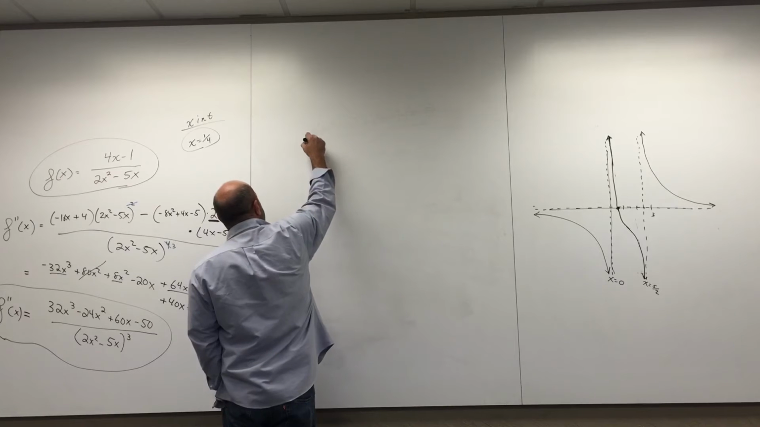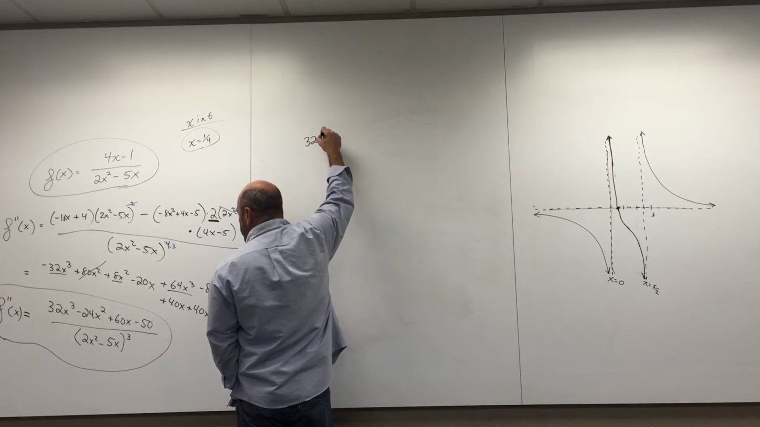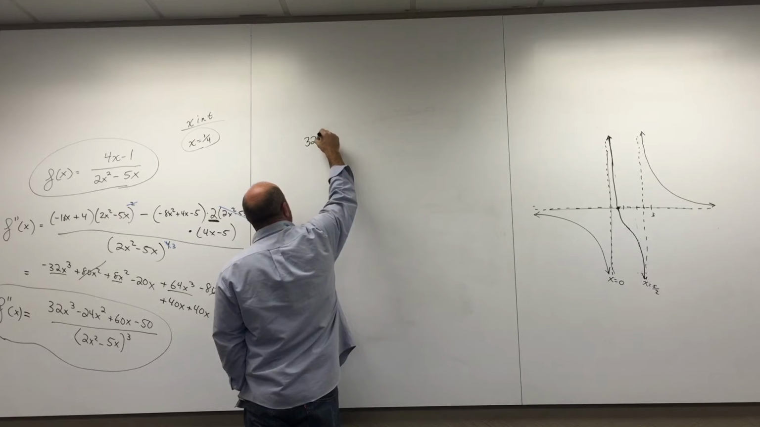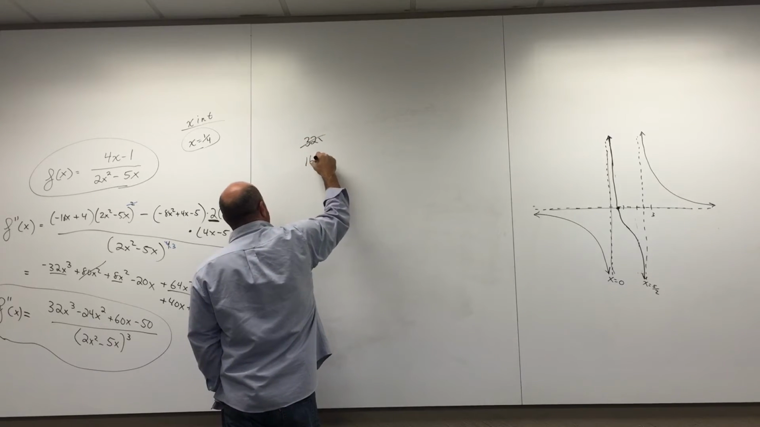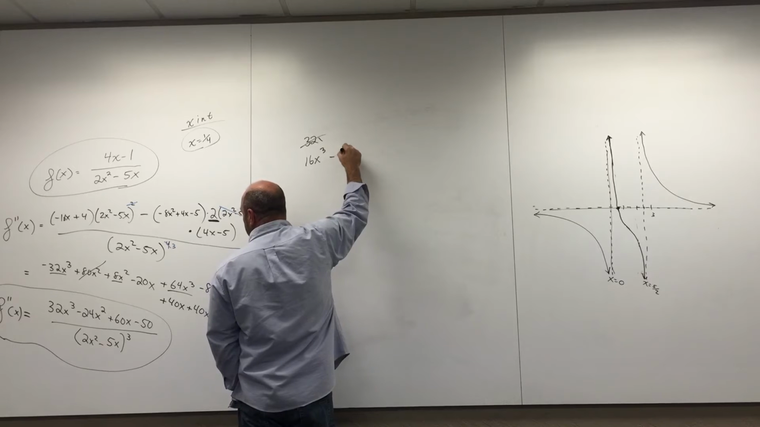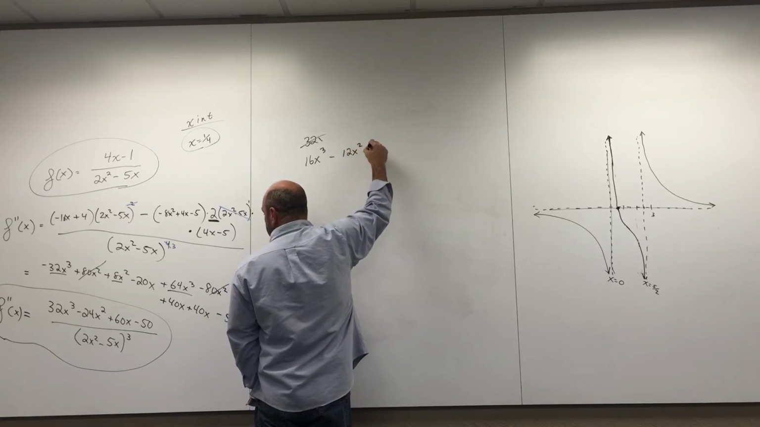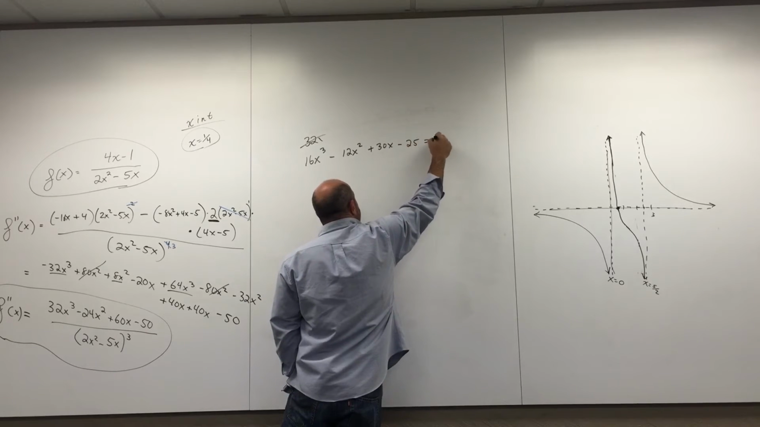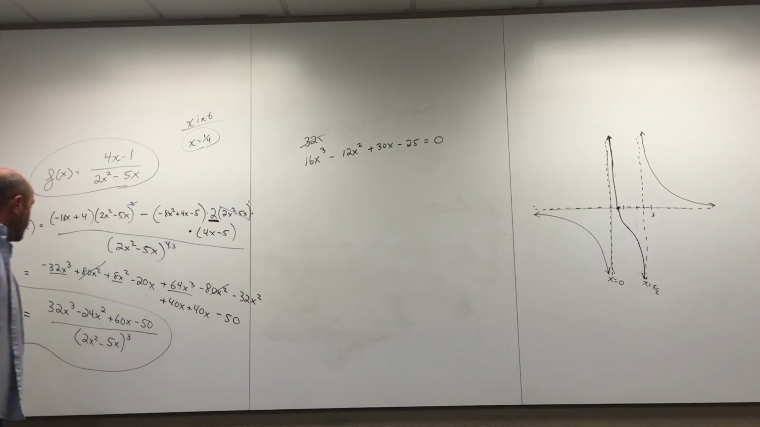I want to know when this numerator equals 0. Let's see, what could you do? Could you divide out a 2? If you divide everything by 2, you get 16x cubed, 12x squared, 30x, and then 25. I just divided the whole thing by 2.